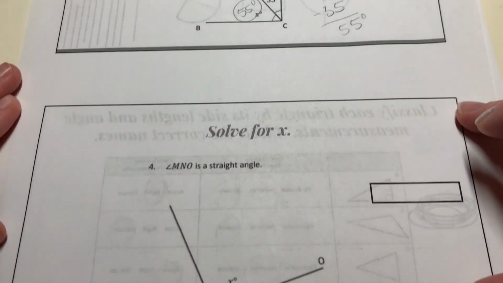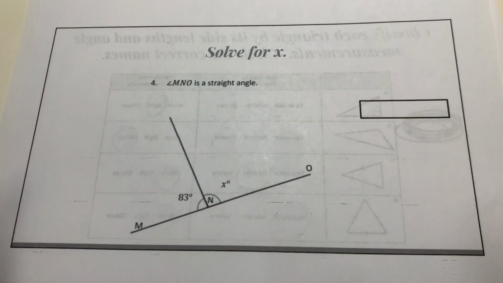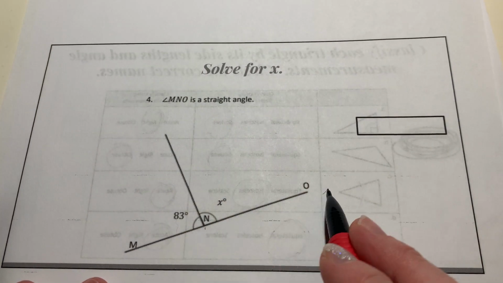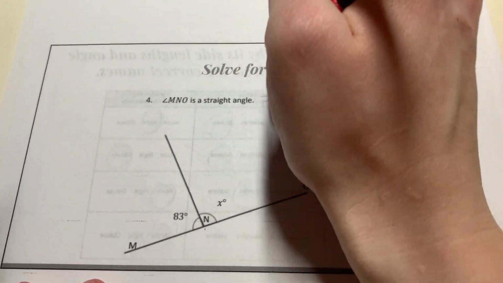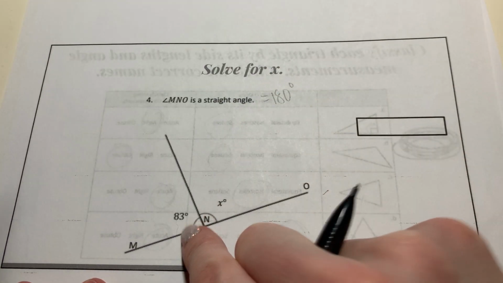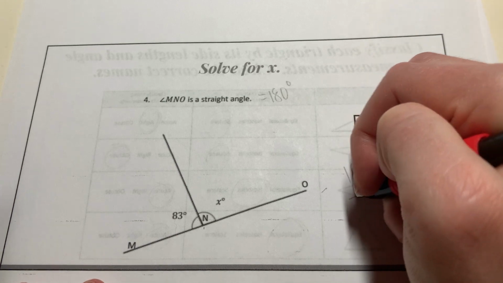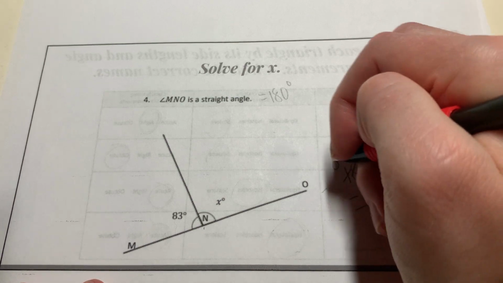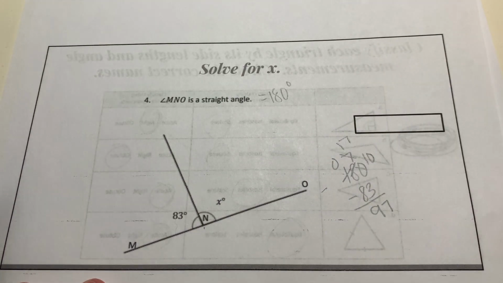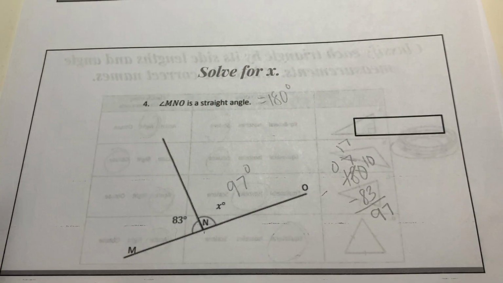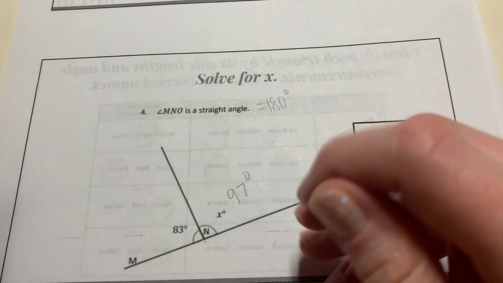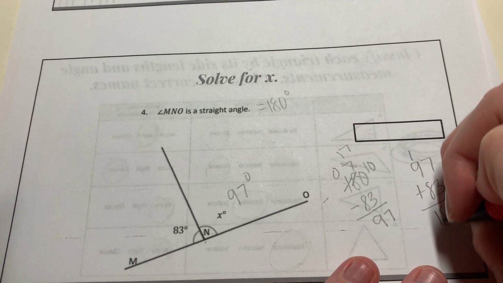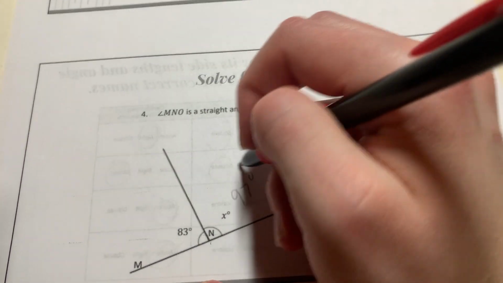All right, once again, you are solving for x. Go ahead and try this one on your own. All right, they tell us that MNO is a straight angle. Straight angles equal 180 degrees. They've told me that this half of it is 83, so I'm gonna subtract to find the other half. 7 take away 8, well, that's not gonna happen. 17 take away 8, that's 9. 97 degrees. Now, say you're not quite sure of yourself, you can always check by adding. So 97 plus 83, and I get 180. So you can always use addition to check. 97 is our answer.